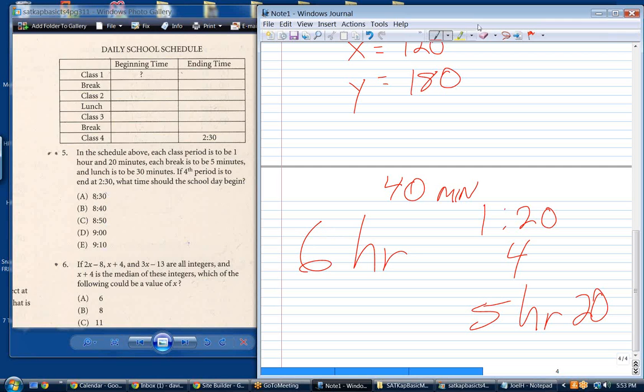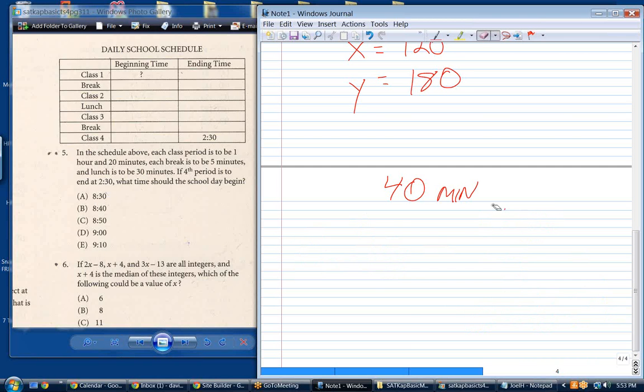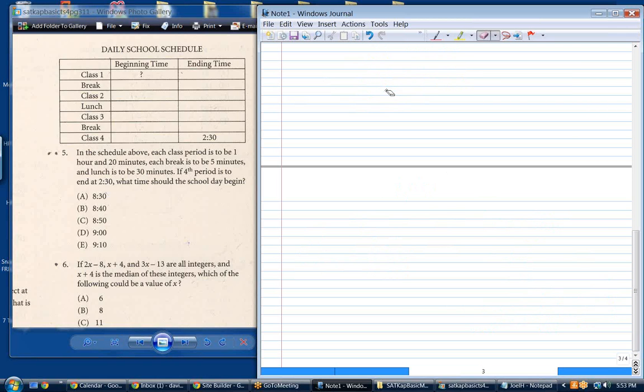There's only one answer that's got a 30 in it. Now, there is another way to do this problem, and let me just point it out because it might actually be a little easier. And that's let's back solve it.